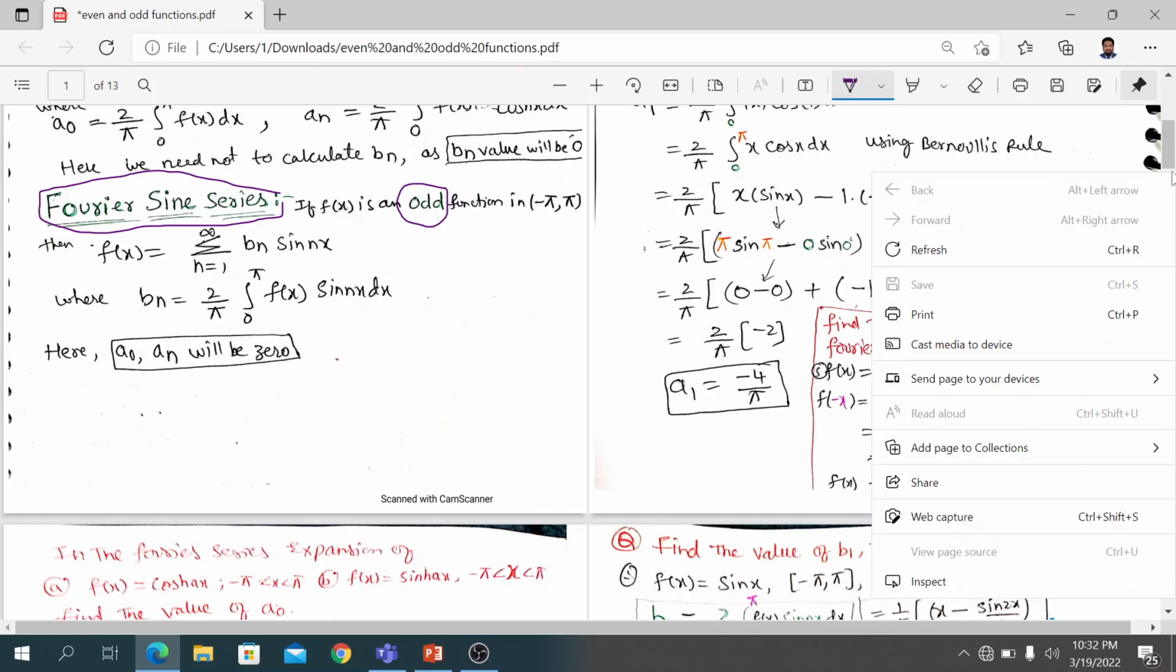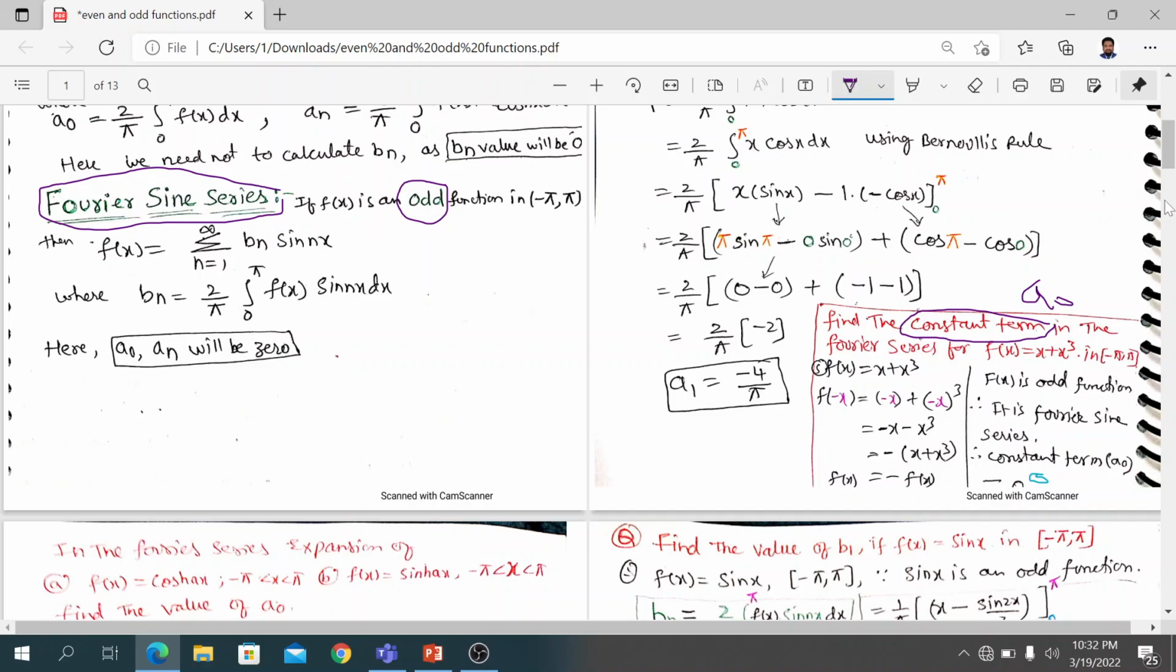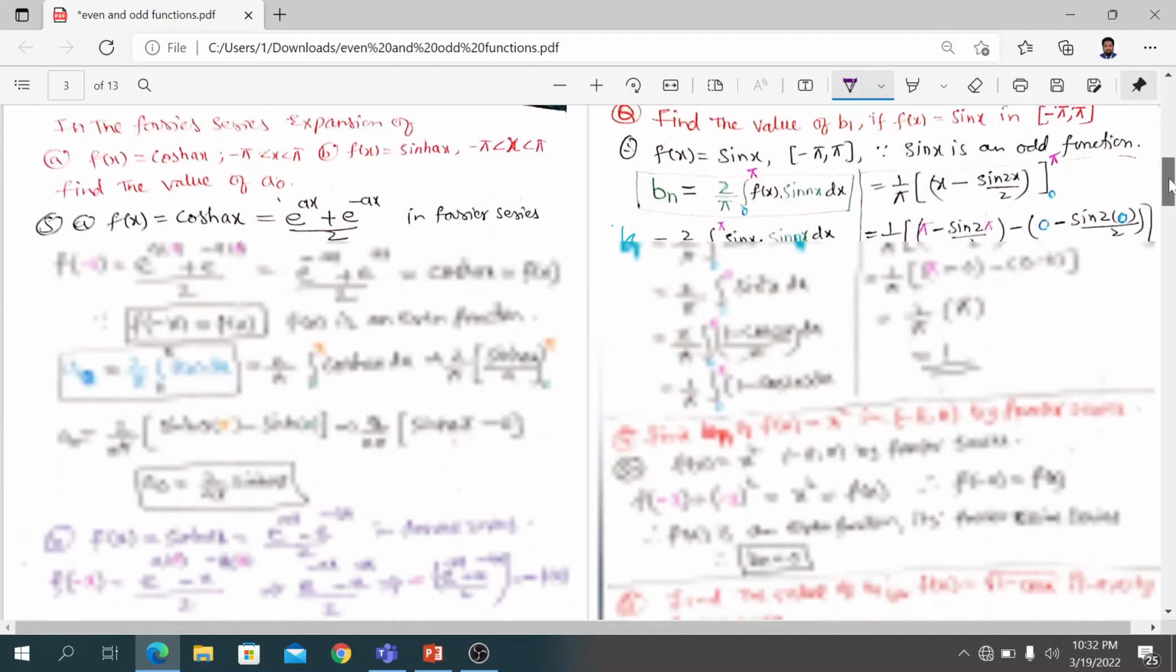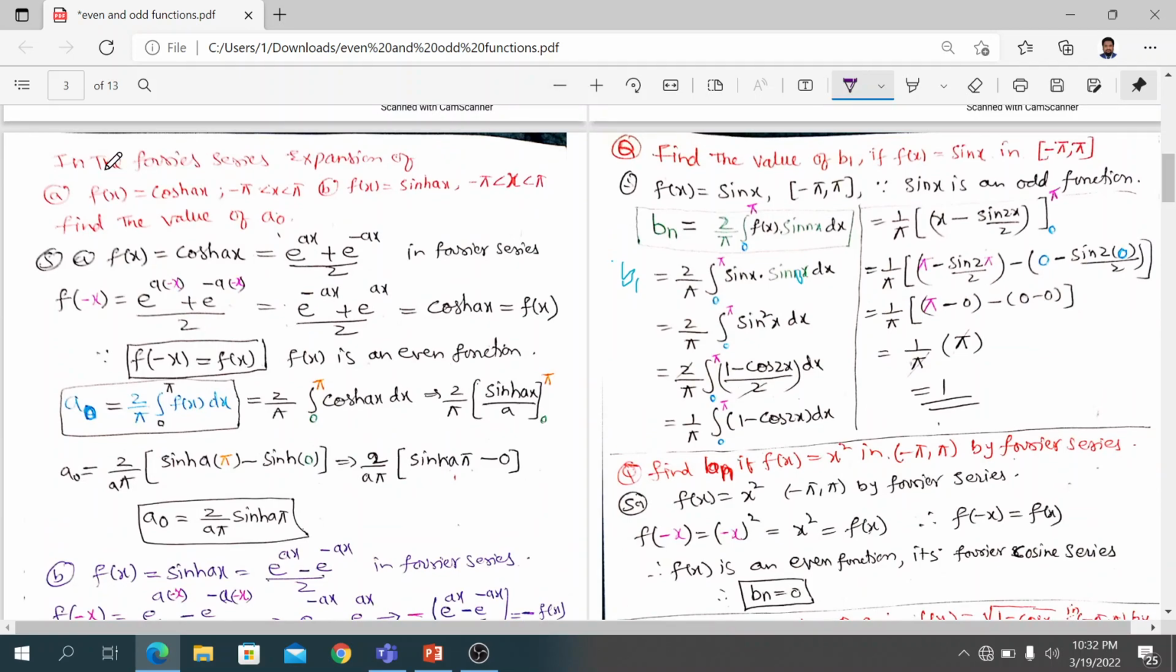Okay. Now next question. See here, in the Fourier series expansion, f of x is equal to cos ax in the interval minus pi to plus pi. And the second, f of x is equal to sin ax in minus pi to pi. Find the value of a naught. So we have to find a naught for these two questions. Now first question, f of x is equal to cos ax.